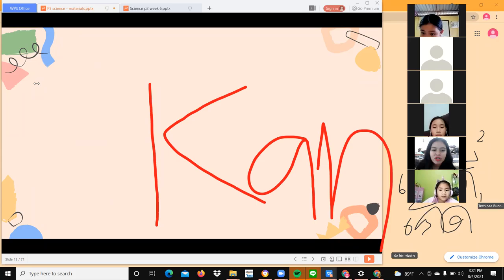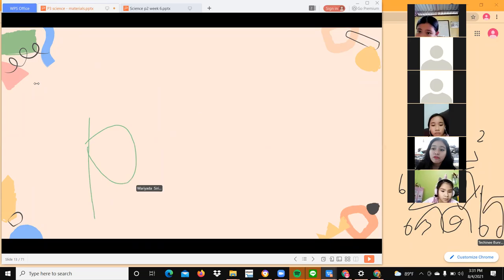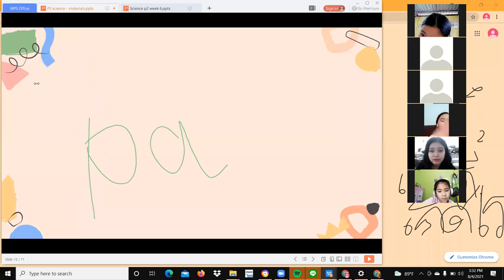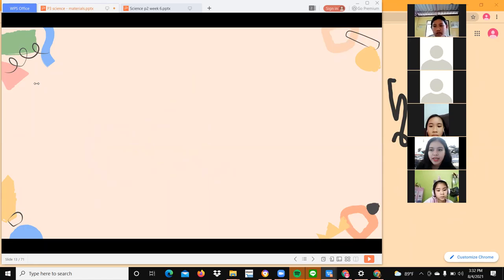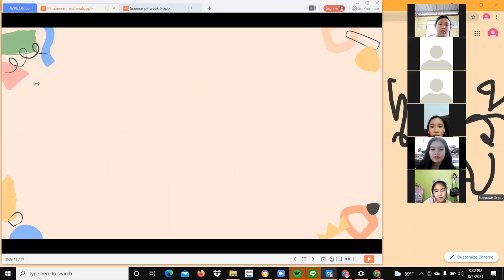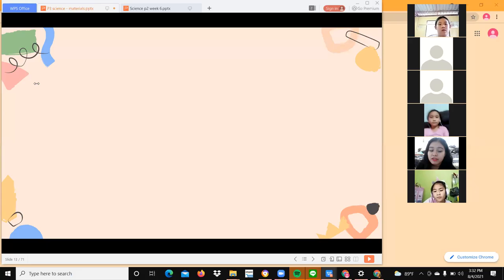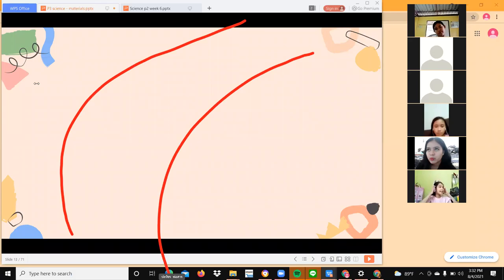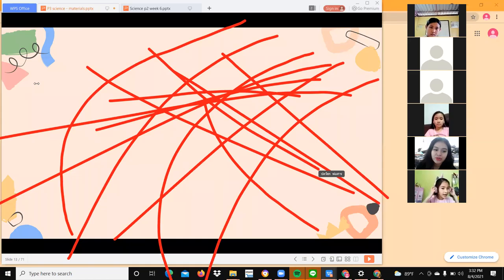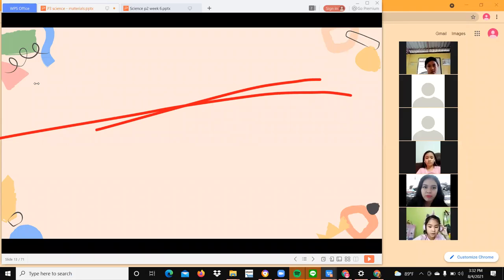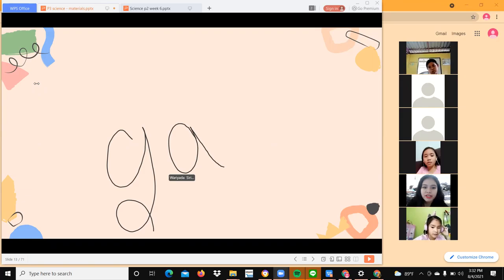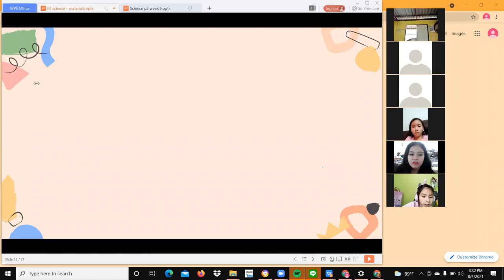Pencil. Pencil is made out of wood. Very good. Next one. How about flower pots? Flower pots are made out of clay. Very good. Eraser comes from or is made out of rubber. How about shirt? Cotton. Okay. Where can we get rubber?